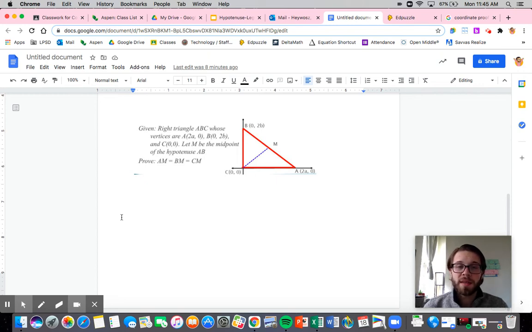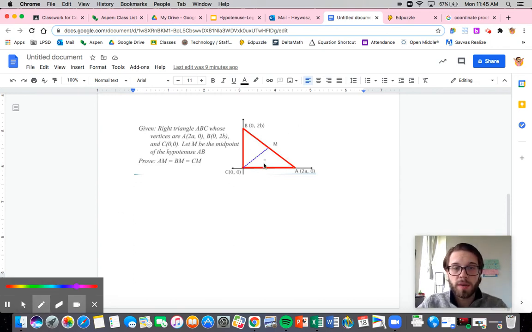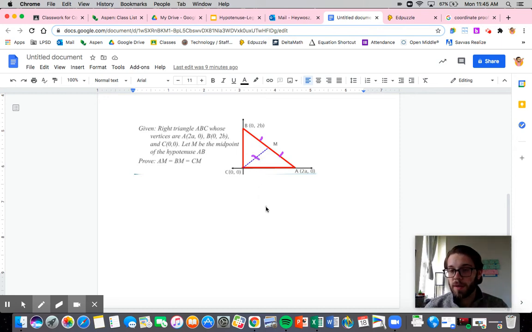So, given that this is a right triangle, triangle ABC, whose vertices are (2a, 0), (0, 2b), and (0, 0), let M be the midpoint of the hypotenuse AB. We are going to prove that AM is equal to BM, which is equal to CM. So our goal is to prove that all of those are equal, which would mean we need to figure out the length of all three of them.